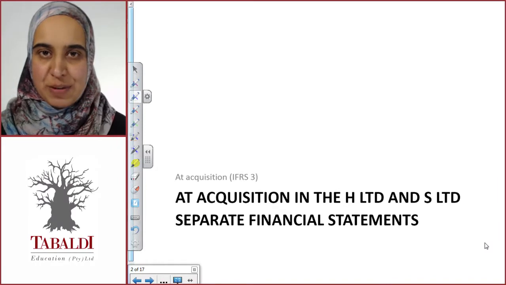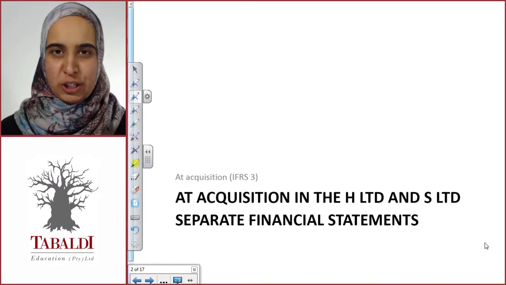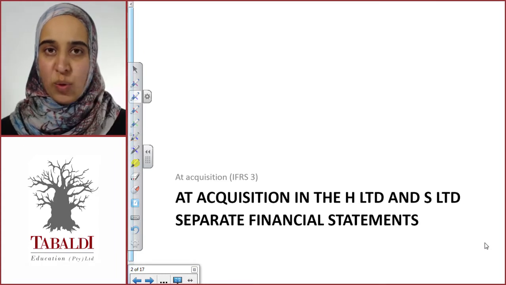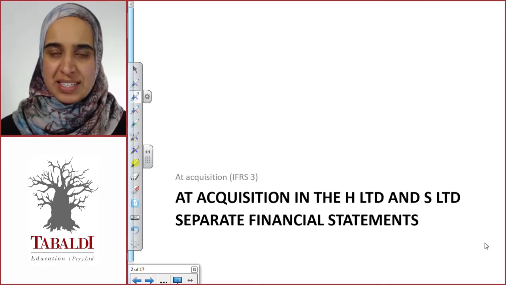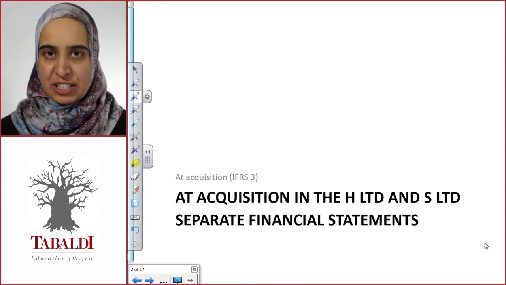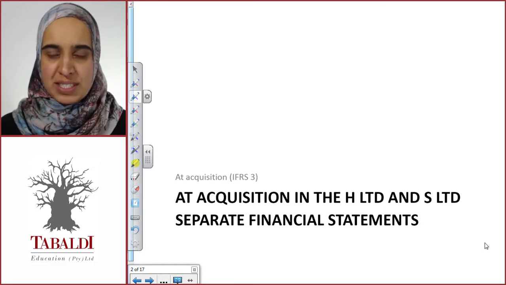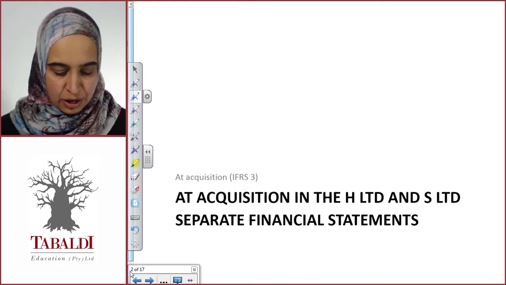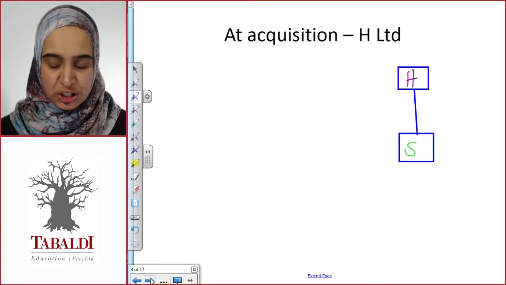Right, guys, now we're going to be looking at acquisition, but before we jump into the consolidated financial statements, let's have a look and see what happens when H acquires S in H's separate financial statements and in S's separate financial statements, and then we'll see how that makes sense in context of the consolidation. Okay, so firstly, let's look at H.